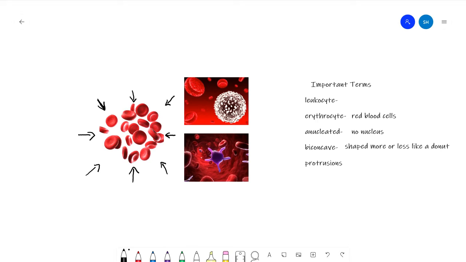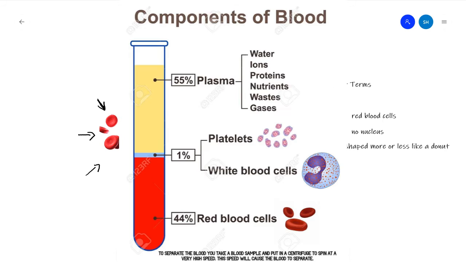Now, you might be wondering, what is the other 56%? Well, 55% of the remaining 56% is plasma. Plasma is nothing but a clear liquid, and we'll talk more about plasma in future videos. And the remaining 1% are white blood cells and platelets, which we'll be talking about today.